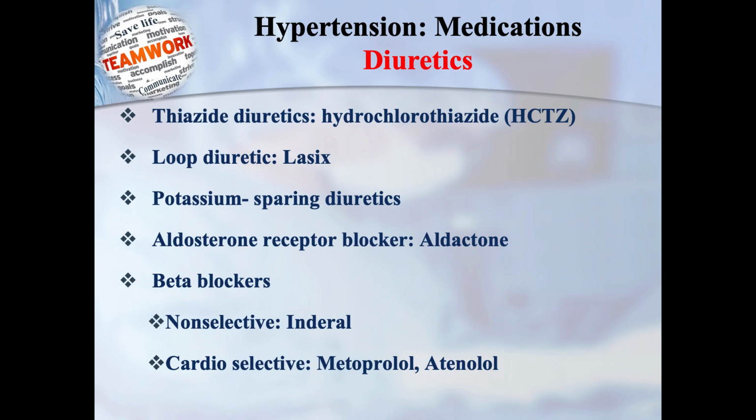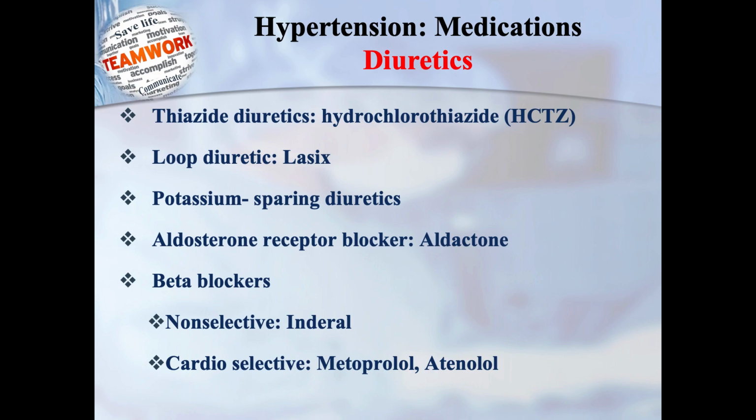Let's look at the medications that are used to treat hypertension. They include diuretics such as thiazide diuretics. Hydrochlorothiazide is an example that is very commonly used by patients. Loop diuretics such as Lasix, potassium-sparing diuretics, aldosterone receptor blockers such as Aldactone, which is also a potassium-sparing diuretic.